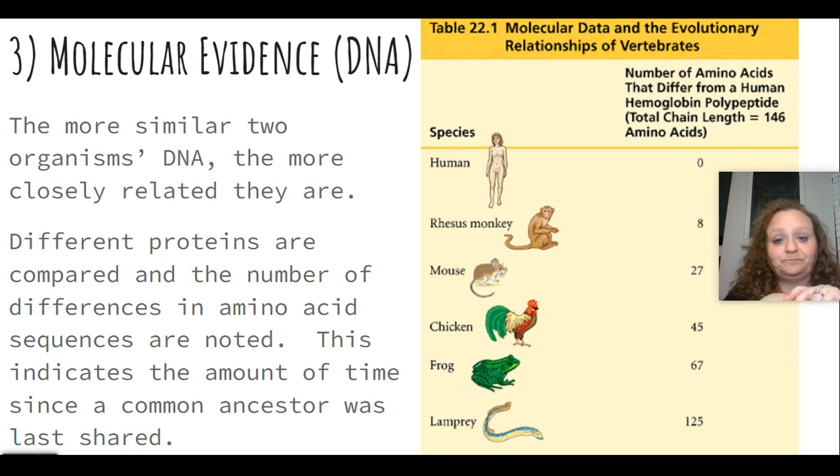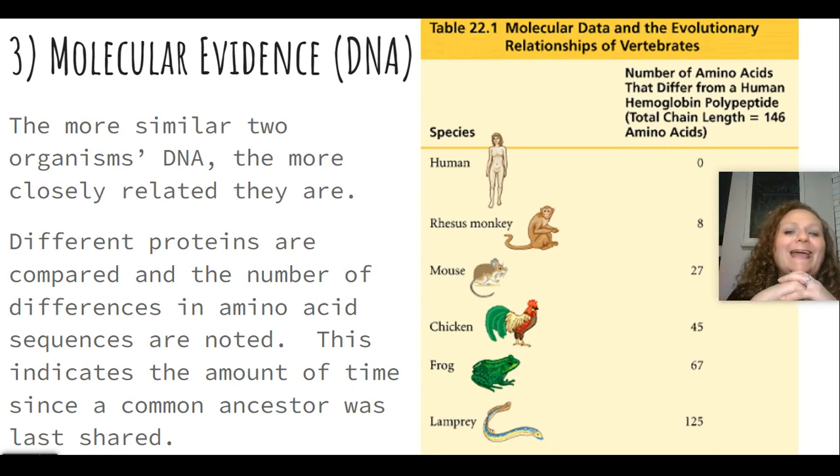What we see here are humans, monkeys, a specific type of monkey, a mouse, chickens, frogs, and lampreys. And as you go down, if we're looking at amino acids in a sequence for a particular type of protein, in this case, we're looking at hemoglobin. The total protein or polypeptide chain length is 146 amino acids. 146 amino acids all in a row, and we're comparing them. So obviously humans is the same as humans.